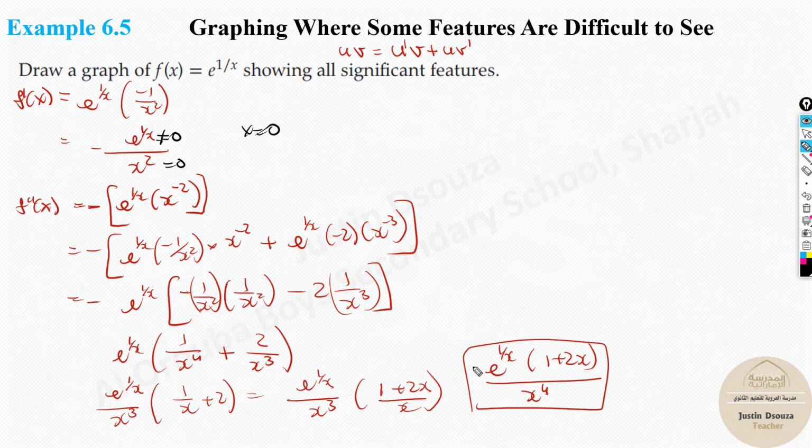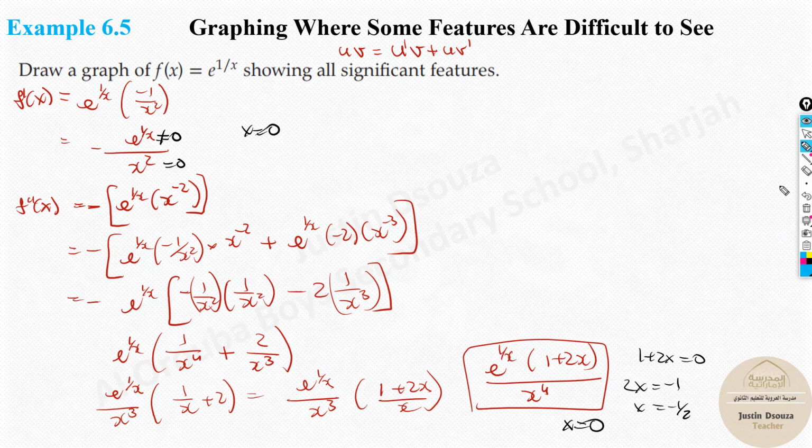What about the next one? This part cannot be equal to 0. What about this? 1 plus 2x is equal to 0. So what is the x value? 2x is equal to minus 1, x is equal to negative half. This is one value. And here, in the denominator, x is equal to 0. So these are the x values.